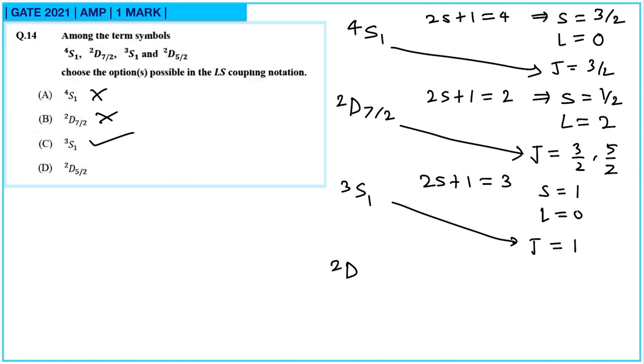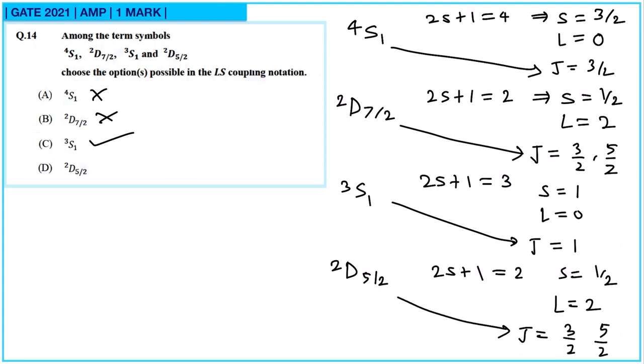For the last option, 2D 5/2, we have 2S plus 1 is equal to 2. So S is equal to half and L is equal to 2. So J can be 2 minus half, 2 plus half, so this will be 3/2 or 5/2. So this is matching with 5/2. If any one is matching, then it is fine. So option C and D are correct and option A and B are wrong. This was an MSQ question. Option C and D are correct.